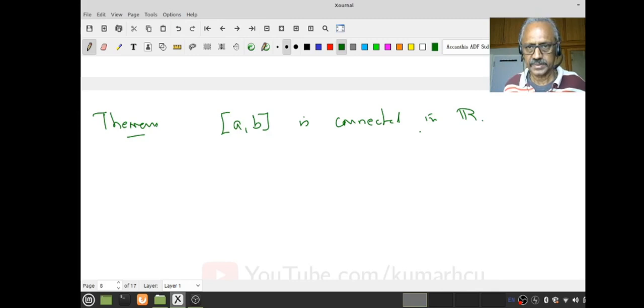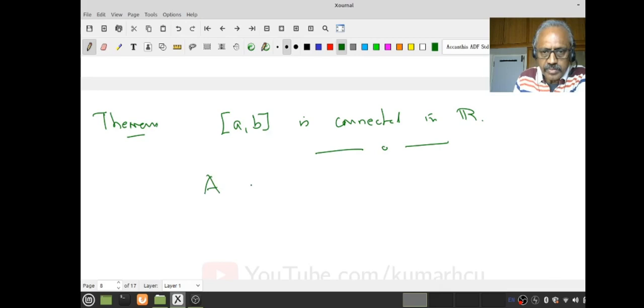If you have gone through my proof of the intermediate value theorem, which uses the LUB property, the same argument is what I am going to use here. But I know many students are not very clear about the LUB: the definition of LUB, how to use it, what the LUB property is, because in real analysis it's always given short shrift. So let us quickly recall that and then I will come to the proof.